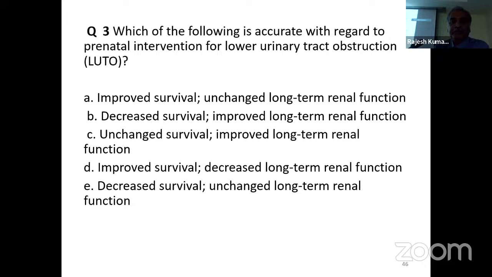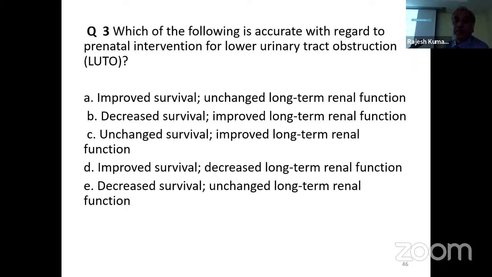So the third question is, which of the following is accurate with regard to prenatal intervention for lower urinary tract obstruction? Improved survival, unchanged long-term renal function; decreased survival, improved long-term renal function; unchanged survival, improved long-term renal function; improved survival, decreased long-term renal function; and decreased survival, unchanged long-term renal function.